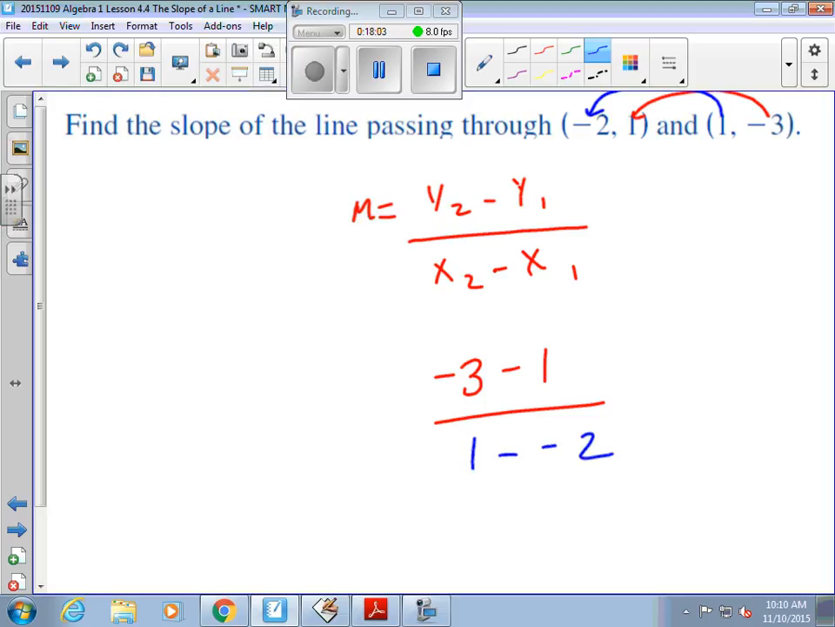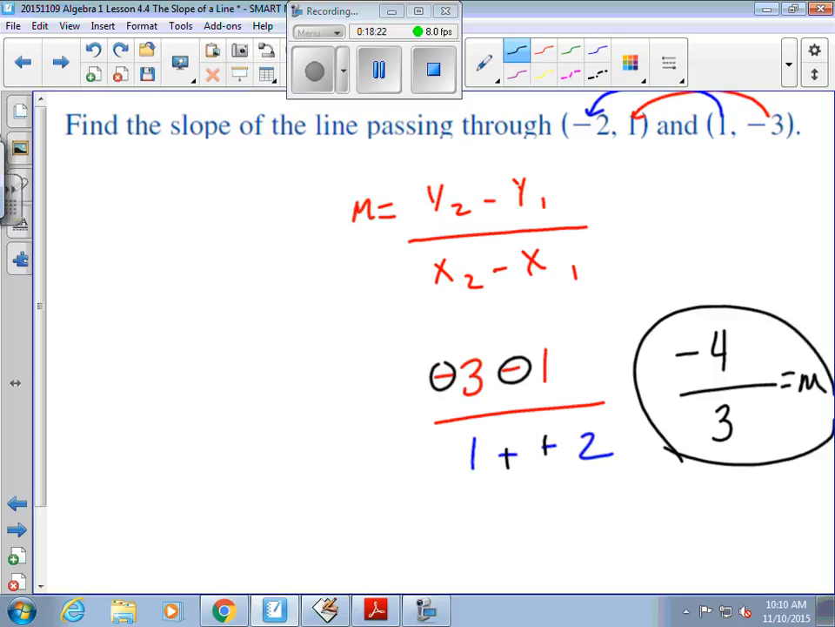Negative 3 minus 1, those are the same signs. Add them up and you get the number 4. Keep the common negative, 4 over negative 1 minus a negative means plus a positive. 1 plus 2 is 3. There's no number that goes into both of these. So your slope is negative 4 over 3. Negative 4 over 3.